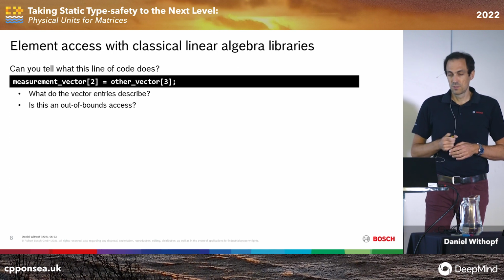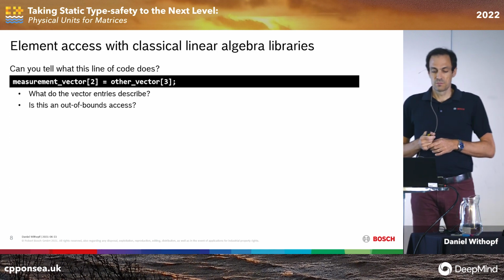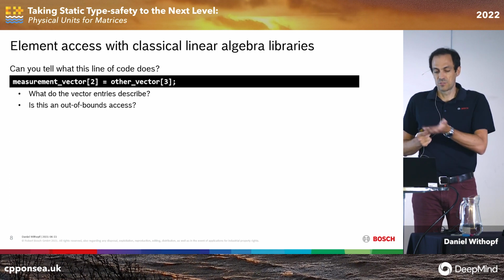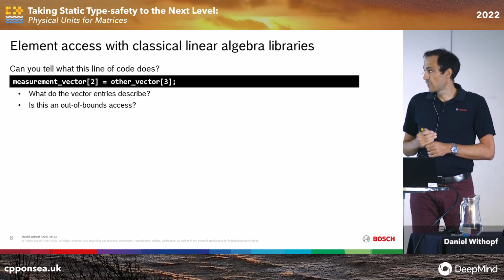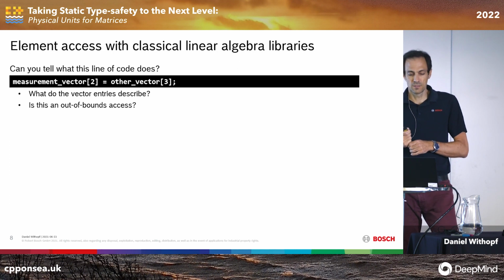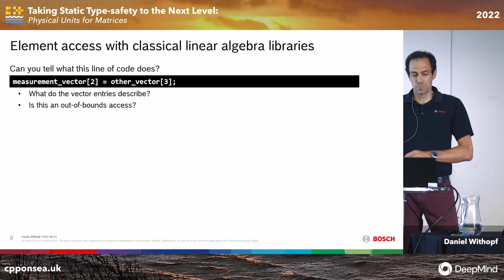Now, for such a code, I immediately have two questions. First of all, what do the vector entries describe? Because there's no mention of what's at index 3 in other vector or what's at index 2 in measurement vector. Furthermore, this could even be an out-of-bounds access, especially if you're not using compile time numbers here, but runtime numbers.